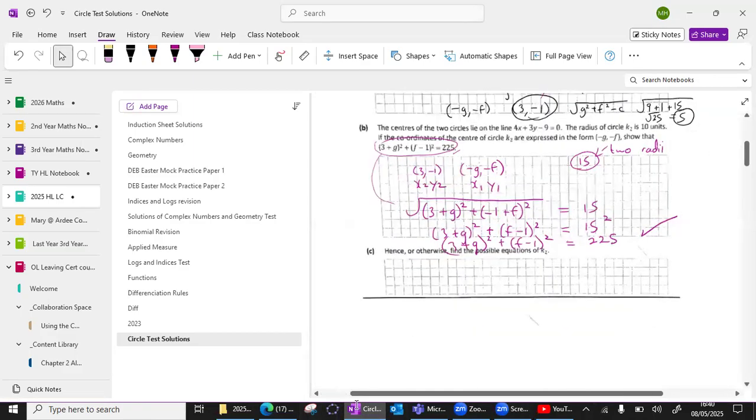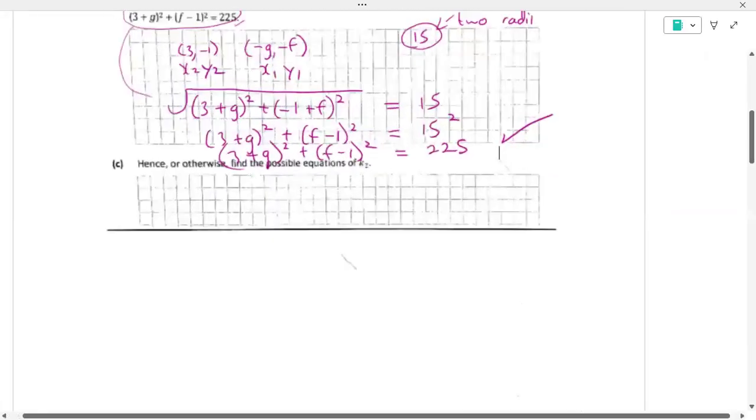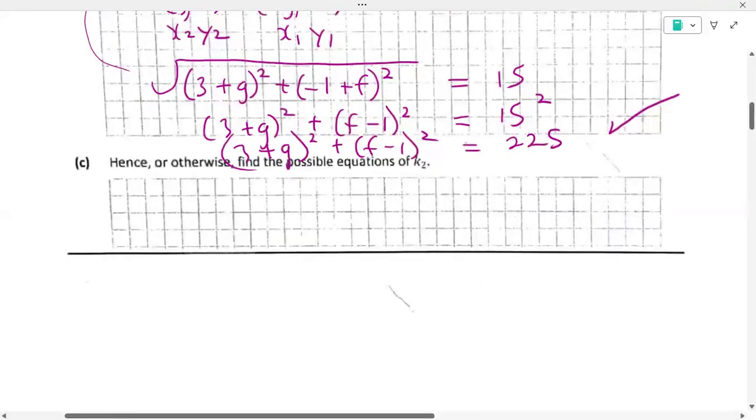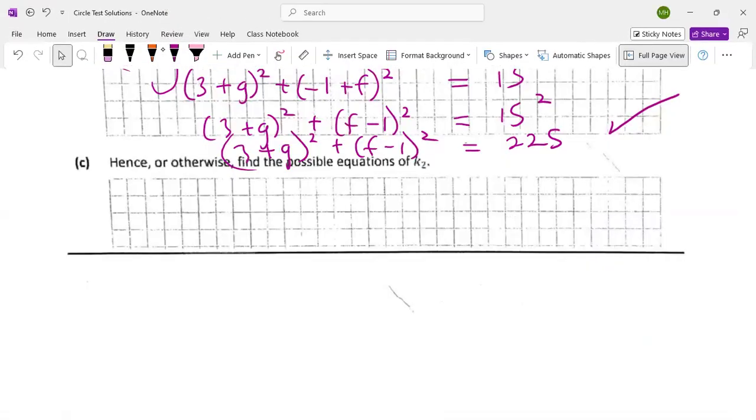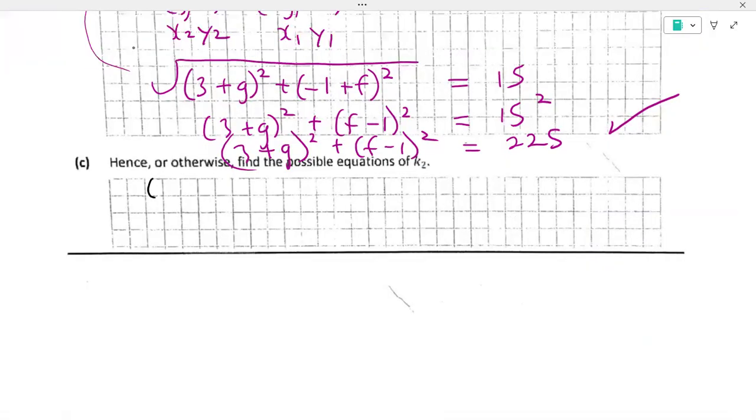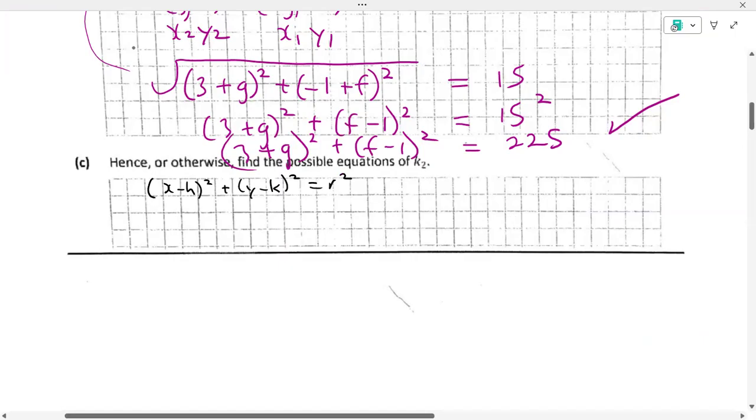Okay, so hence or otherwise, find the possible equations of K2. Now, to get the equation of any circle, the formula we normally use, again, this one on page 19, is this one: (x minus h) squared plus (y minus k) squared equals r squared. Now, we have the radius, so there's no problem with the radius. The radius is 10, so that's 100. So what's the problem? Well, the problem is we don't have the center. We don't have the h, k.